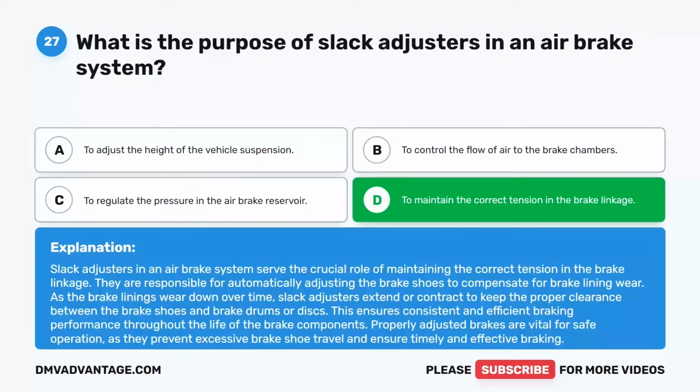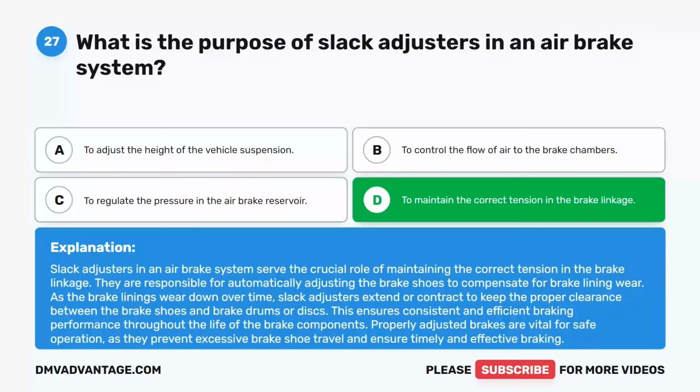Slack adjusters in an air brake system serve the crucial role of maintaining the correct tension in the brake linkage. They are responsible for automatically adjusting the brake shoes to compensate for brake lining wear. As the brake linings wear down over time, slack adjusters extend or contract to keep the proper clearance between the brake shoes and brake drums or discs. This ensures consistent and efficient braking performance throughout the life of the brake components.